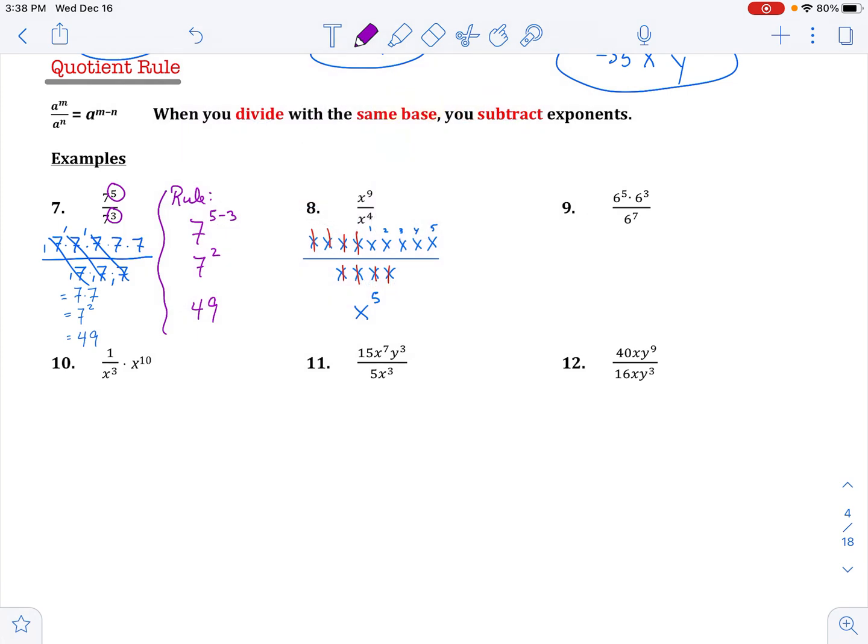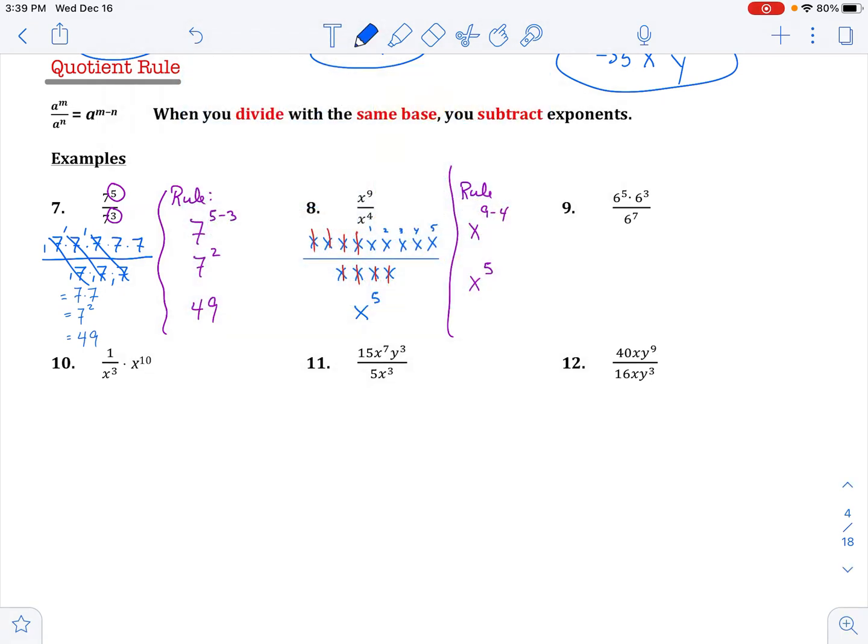If I look at that rule, the rule says that I get x raised to the 9 minus 4 power. 9 minus 4 is x to the 5th. Again, you have to figure out what you're comfortable with so that you can do this. I'm going to move on here to number 9.